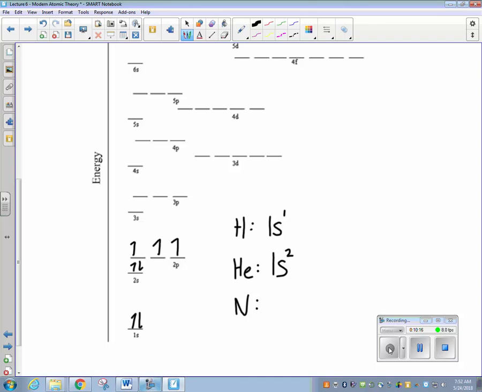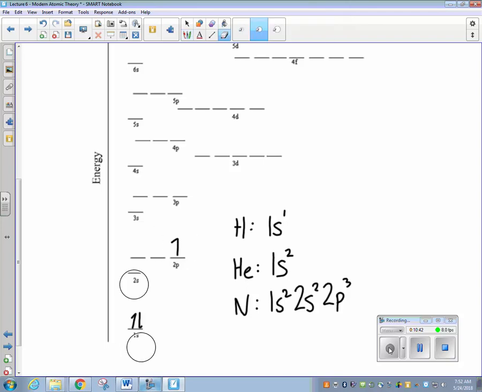So our configuration for nitrogen, according to our diagram, now looks like 1s2 followed by the next highest energy level, 2s, in which there are 2 electrons. And then within our 2p orbital, we've got a total of 3 electrons. So we would read that configuration 1s2, 2s2, 2p3. And you can kind of see how we would follow this process for a larger atom.